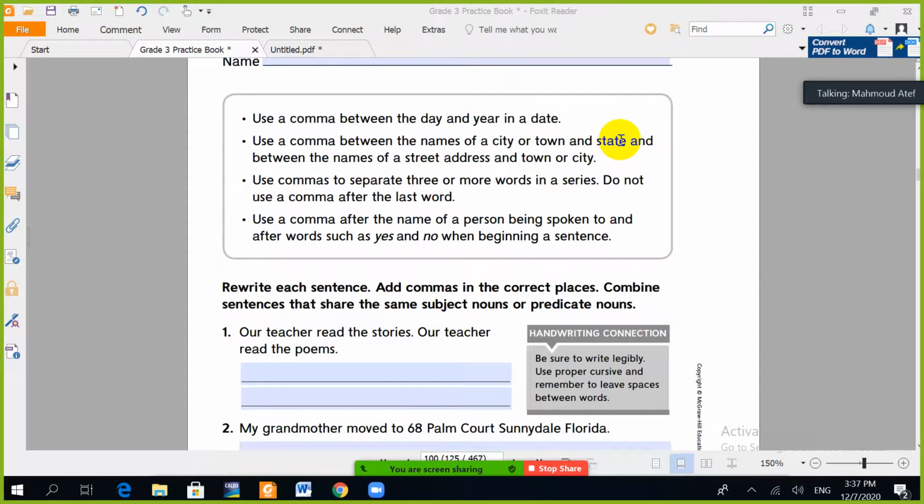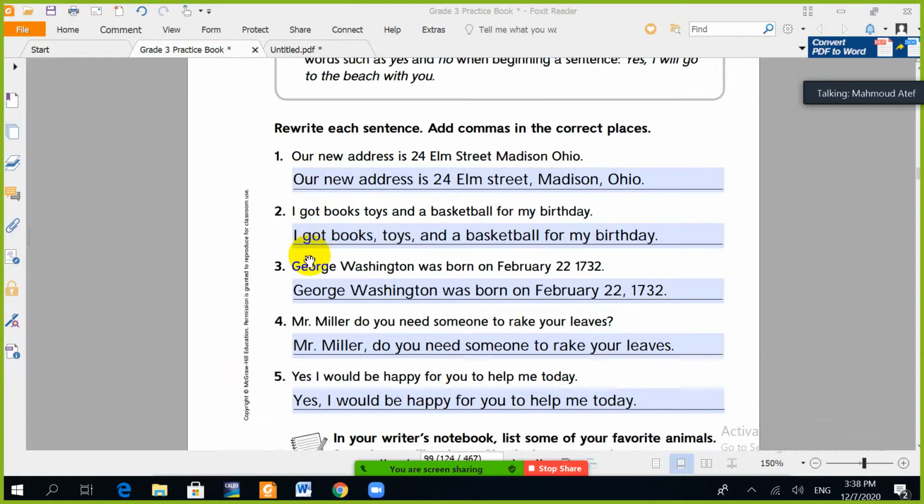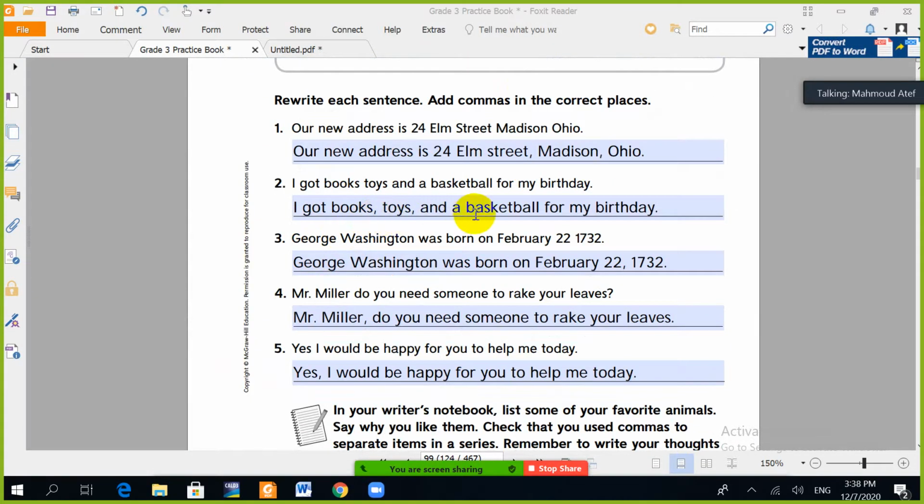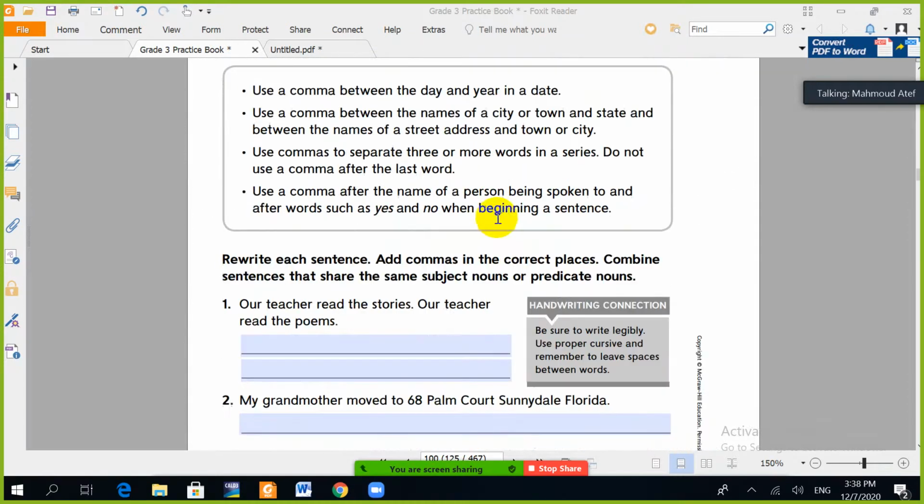Okay, as we said in the last session, use a comma between day and year. Use a comma between names of cities or towns, states, or countries and so on. Use a comma to separate three or more words, like book, toys, basketball. We have three things, so we separate them with commas. Don't use a comma after the last word.